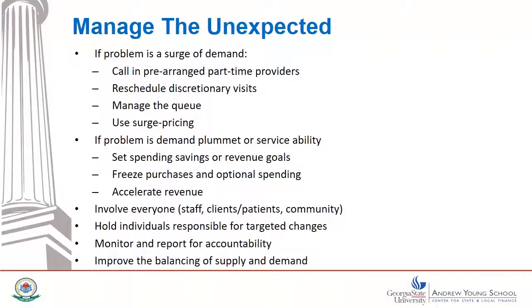Annual budgets are premised on expectations of supply and demand. But things can go wrong during the year. As a result, you have to be ready to manage the unexpected events. There may be a surge of demand caused by an epidemic, or you may have more clients or patients than expected. In preparing for that possibility, you should have plans in place to be able to call on part-time providers with the skills you need to operate.